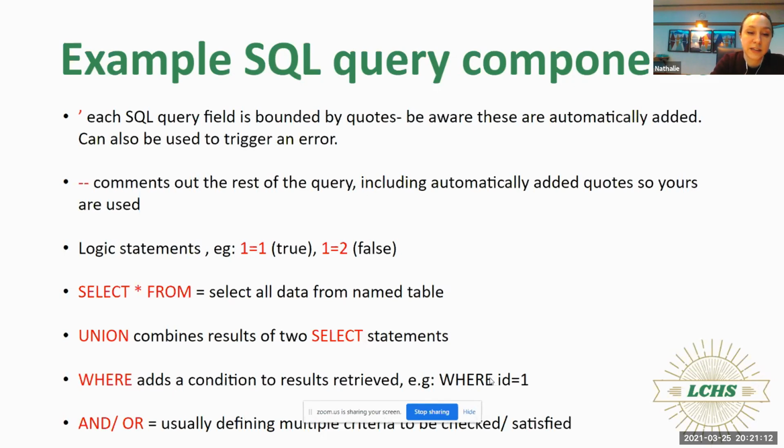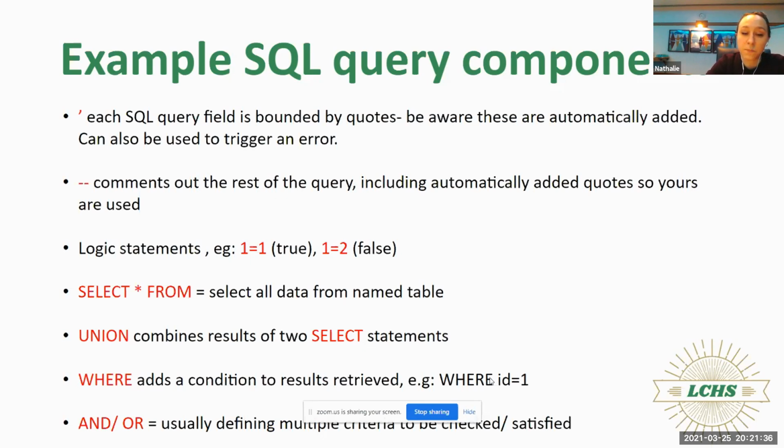Another thing you'll see us using later is logic statements. So 1 equals 1 and 1 equals 2. Basically, these are just statements that are evaluated to either true or false, and that logic is then used in the database query. So 1 equals 1, we know that's true, and 1 equals 2, that's false. It's that straightforward. And then towards the bottom of this slide, you'll also see some of the words you'll see in SQL queries themselves.